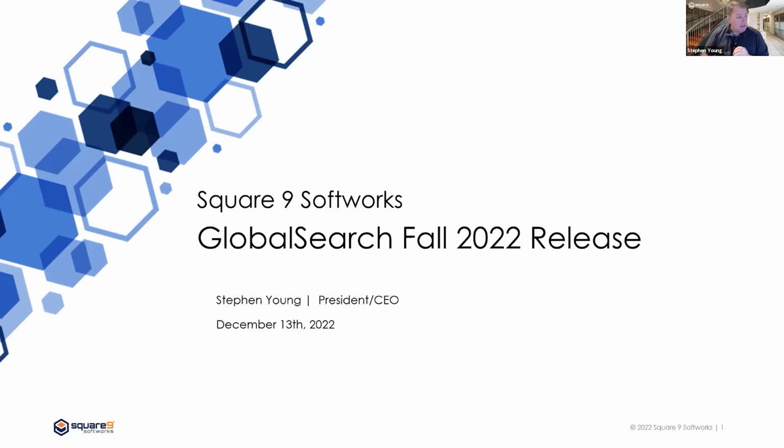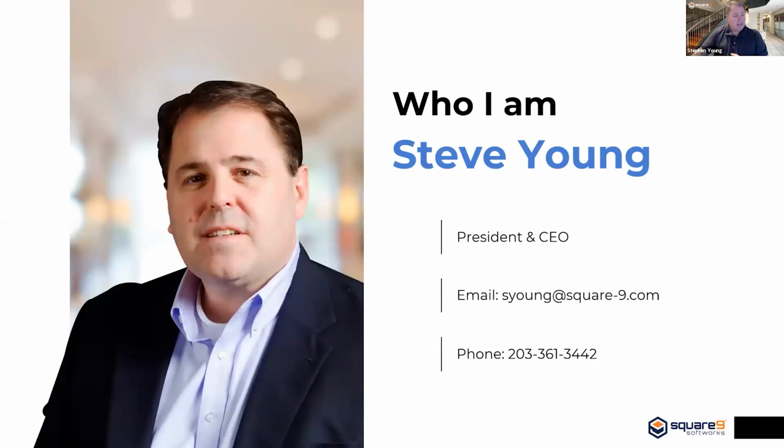Going to go ahead and get started just quickly. Again, I'm Steve Young, the president and CEO here at Square 9. I like to take these opportunities to connect with our customers and our partners and talk a little bit about the strategy, where we're heading with our product set. With me today is Brian Banet, our CTO. Brian is my longtime partner in crime, and he's going to take you through some of the features in the product after I make the introduction.